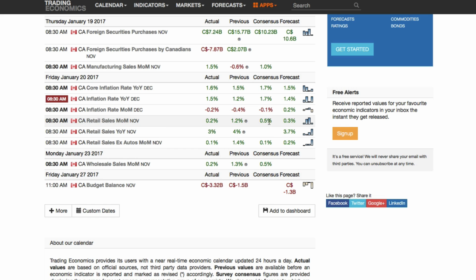Retail sales, the consensus was for a 0.5% increase. We got a 0.2%, kind of light, year over year. The previous read was 4%, only 3% now. If we look at our wholesale sales, consensus was 0.5%. We came in at 0.2%. And Canadian budget balance, the previous was negative 1.5. It's negative 3.3. So the more a government spends, the more it has to finance, the bigger its budget deficit, the bigger its debt, which is a negative for the dollar. So from a fundamental perspective from last week, I don't feel threatened.